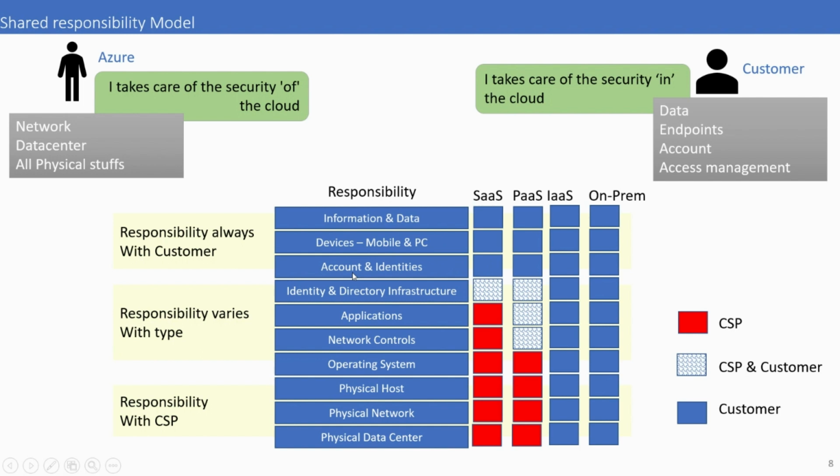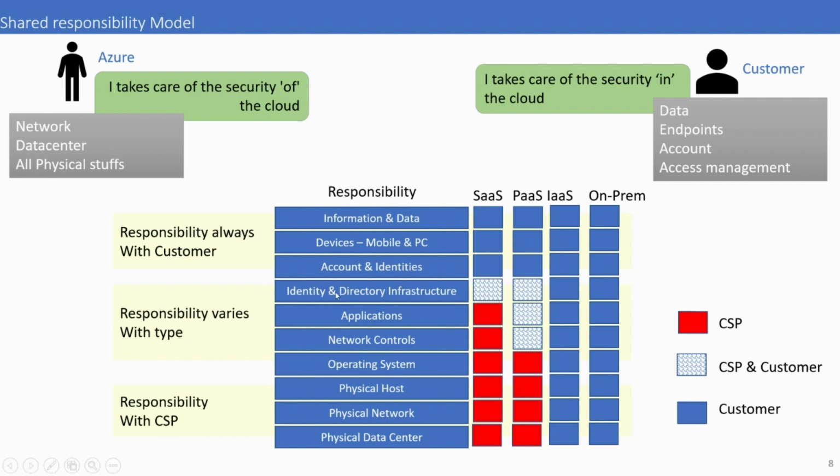If you take the third one, that is accounts and identities, again it is the customer's responsibility, because Azure or any cloud service provider provides interfaces or mechanisms for setting up the security controls. However, the employees are the customer's, and the level of access provision that you would like to give to a certain group of employees or customers is up to you. So in all the environments, like SaaS, PaaS and IaaS as well as on premises, it is the customer's responsibility to take care of accounts and identities.